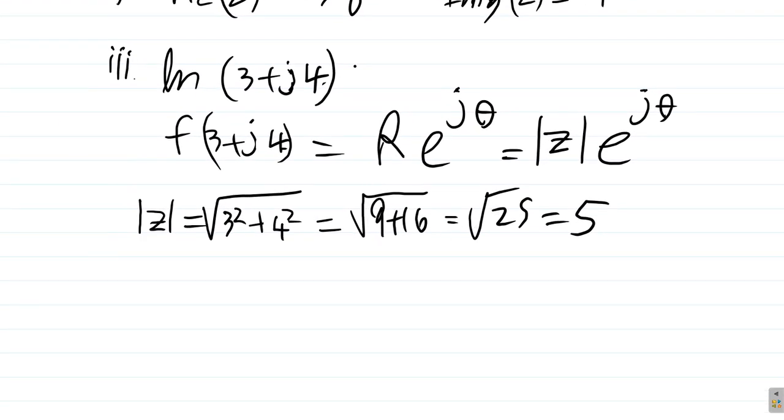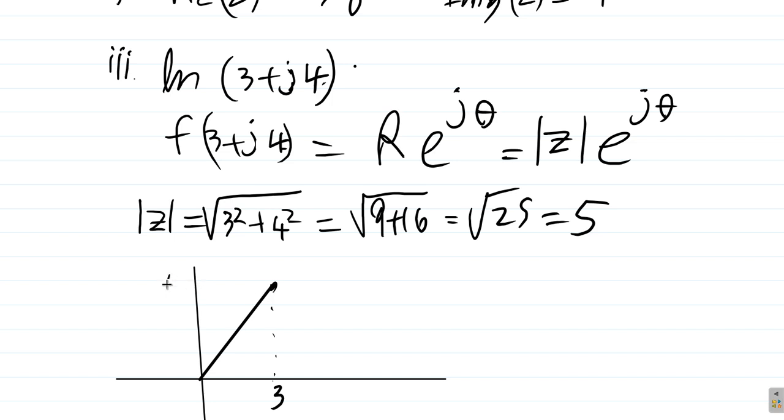Now, remember, 3 plus j4, if you have an x and y axis here, and you want to plot the complex number, you go out 3 to the right, and plus j4 means you go up 4 places. So this point would be above 3. Now what we want is this angle, call it theta.